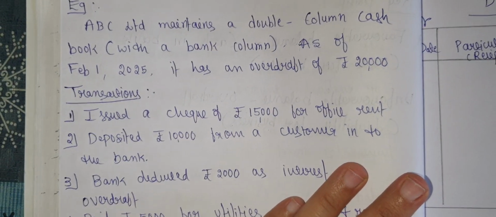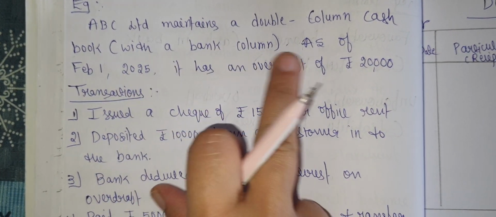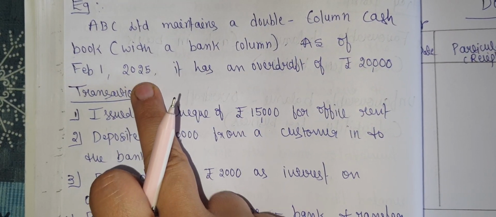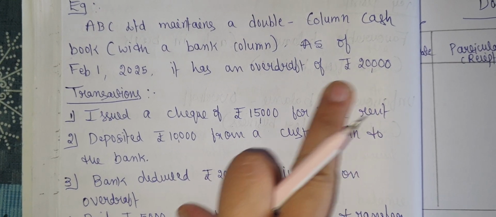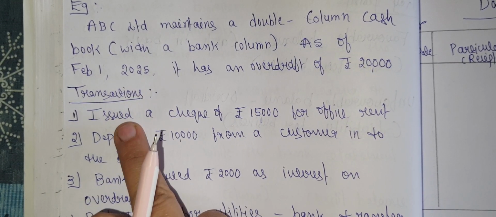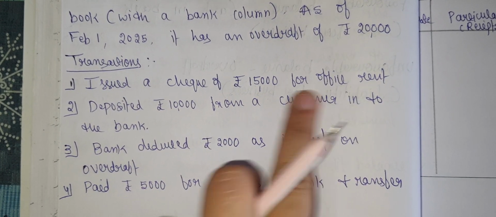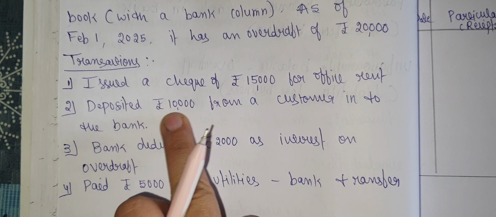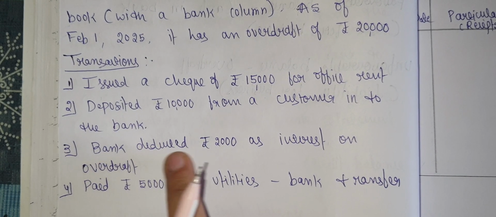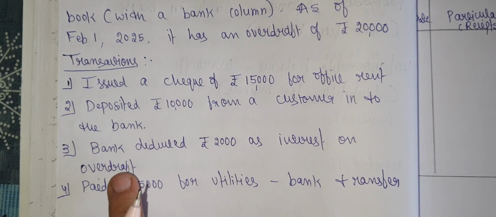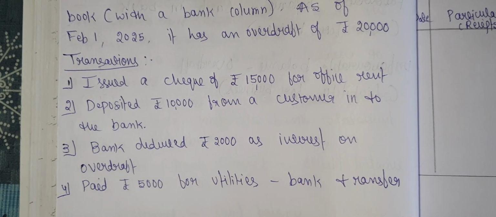See here, ABC Limited maintains a double column cash book with a bank column as of Feb 2025. It has an overdraft of rupees 20,000. Here see the transactions. Issued a check of rupees 15,000 for office rent and deposited rupees 10,000 from a customer into the bank. Bank deducted rupees 2,000 as interest on overdraft and paid rupees 5,000 for utilities through bank transfer.